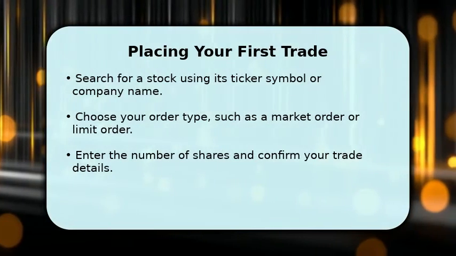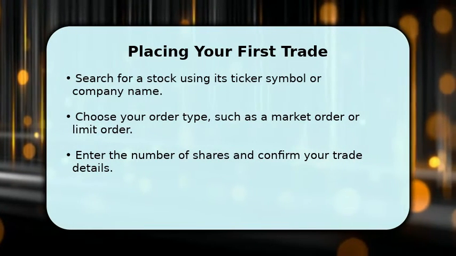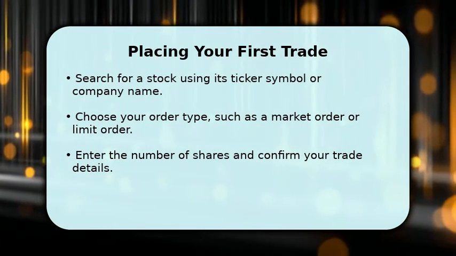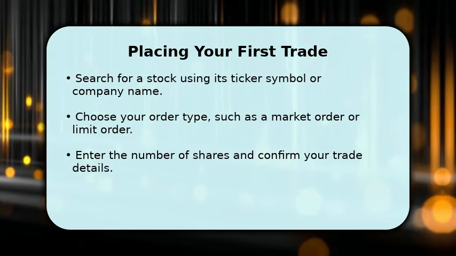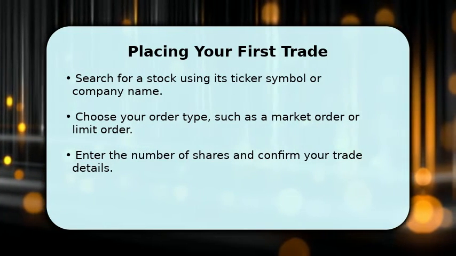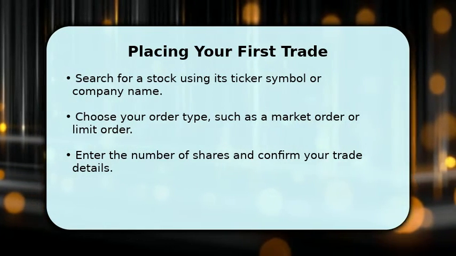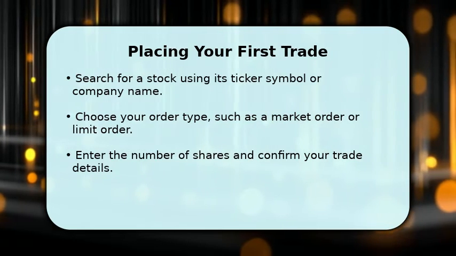Now, let's place your first trade. Use the search bar at the top to find a specific stock by its ticker symbol, like AAPL for Apple, or by the company name. Once you've selected a stock, you'll see its current price and various trading options.